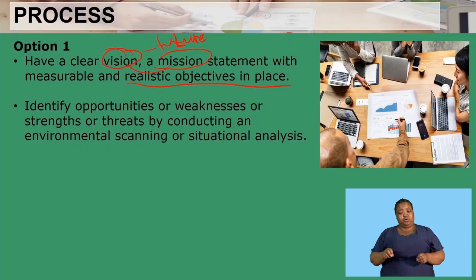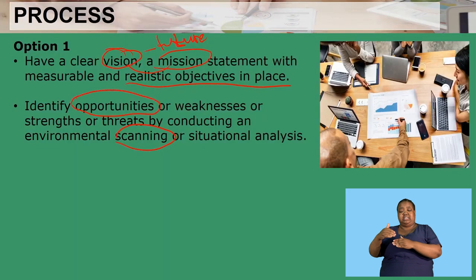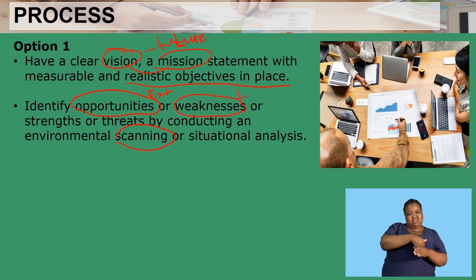All right. The second thing that we need to do is identify the opportunities, weaknesses, strengths or threats by conducting what we call an environmental scanning or situational analysis. When you scan, you want to check: who are we in the market? Who are we as a business now? Who are we internally and who are we externally? If you remember, opportunities are an external factor. It's external. A weakness is what? A weakness is internal.